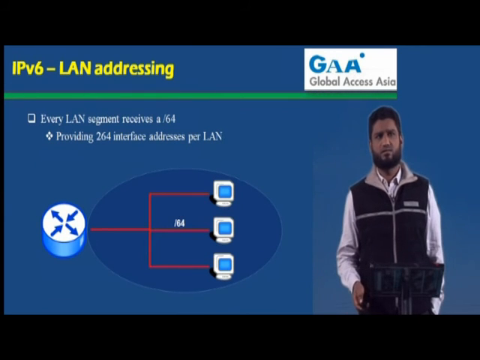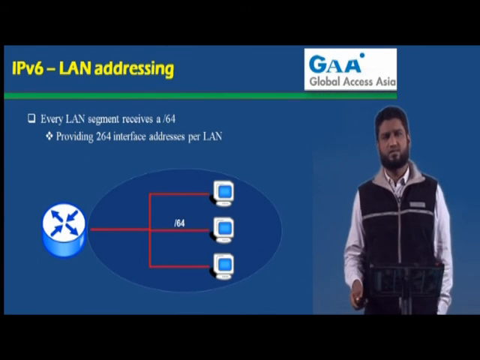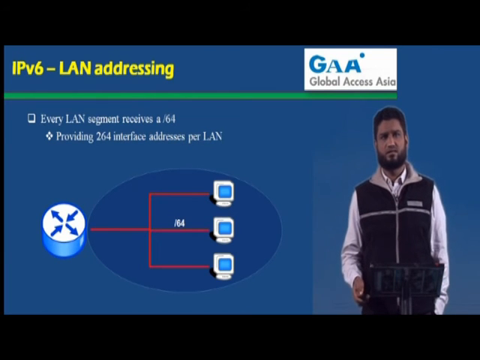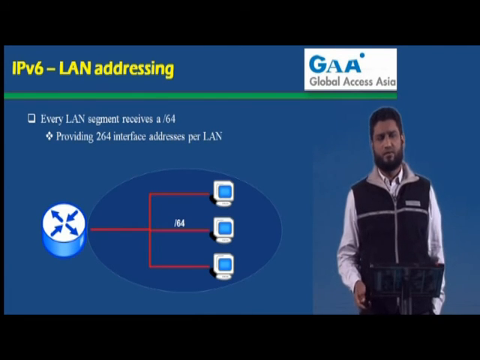In IP version 6 also, every LAN segment receives a /64 address, providing 2^64 interface addresses for the local area network, and also from this figure we can have a brief description of how to configure local area network addresses in IP version 6 format.